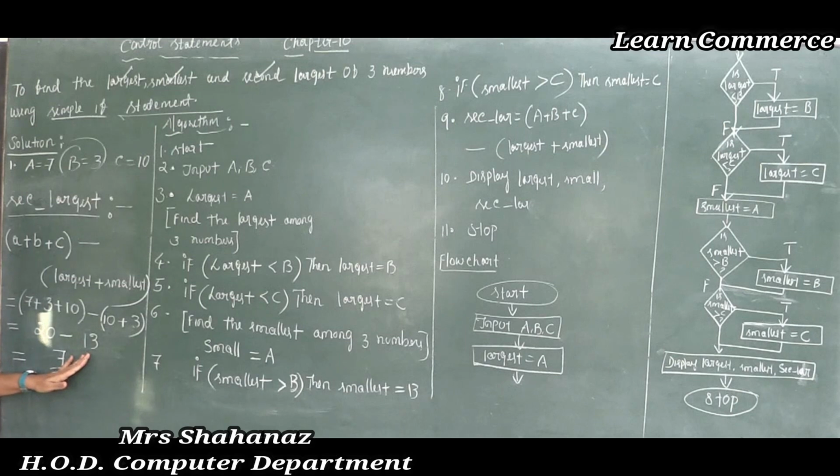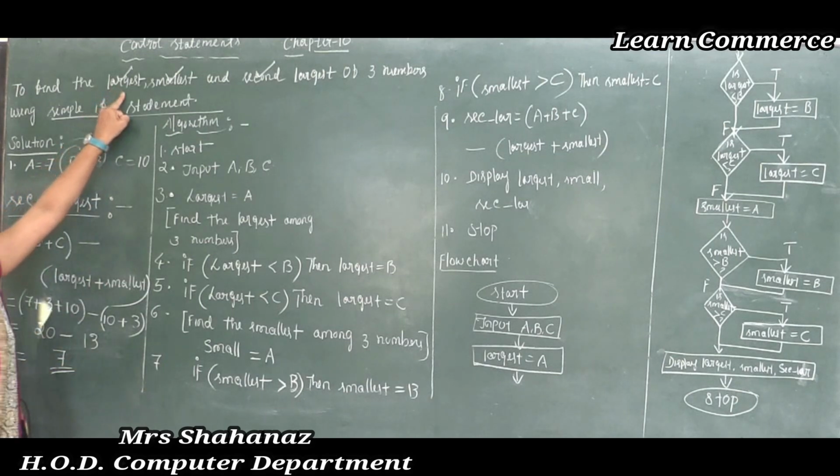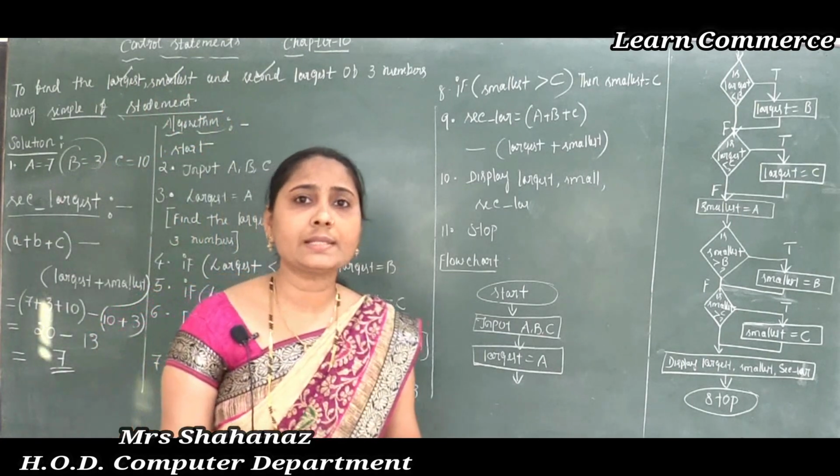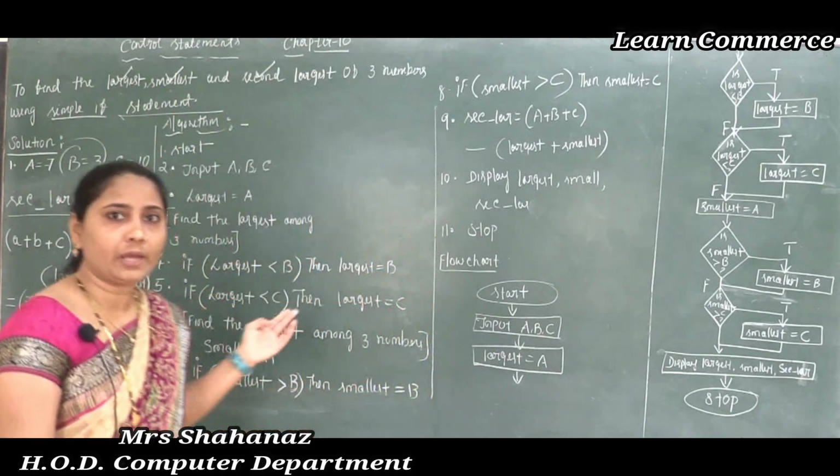But here, in this program, why? Because the question is that we need to find out the largest, smallest as well as the second largest. Did everyone understand how it was found out?